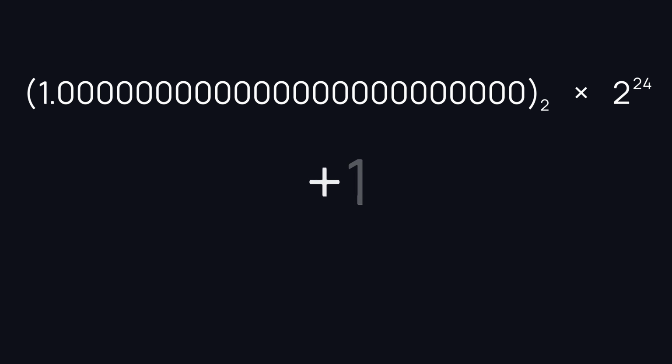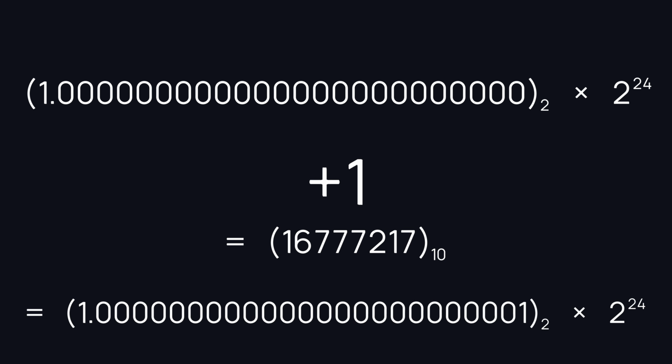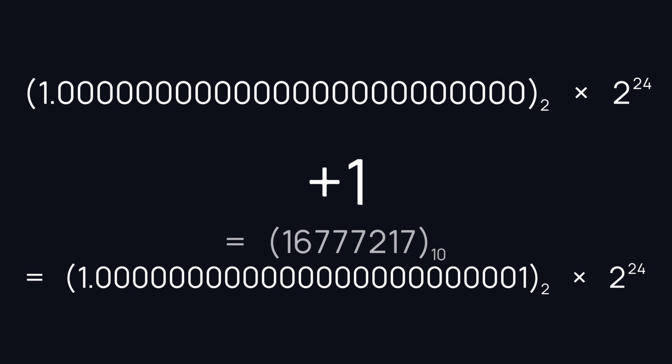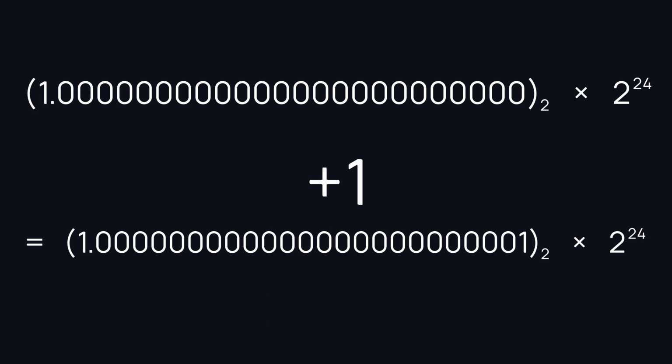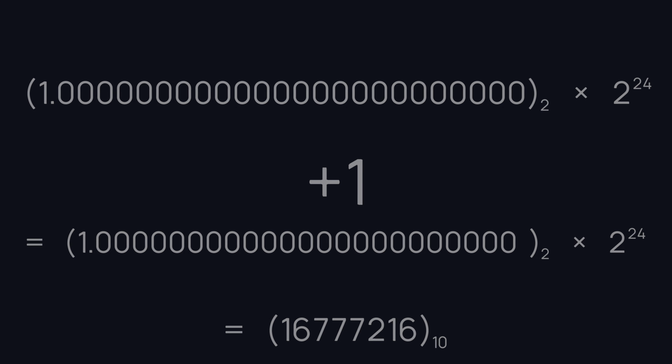But now let's add 1. The number becomes this, and the binary representation of this number is this. And you see the last bit is now 1, which needs to be discarded. And if we discard it, it again becomes the same number as 16777216. So now you know why adding 1 to 16777216 does nothing.